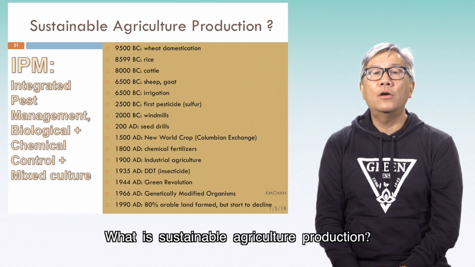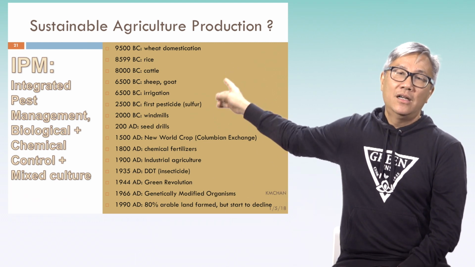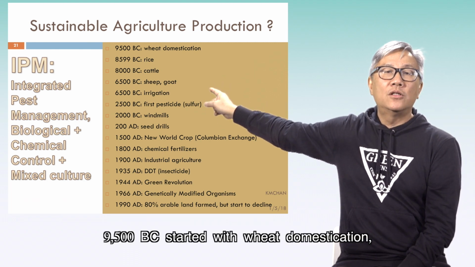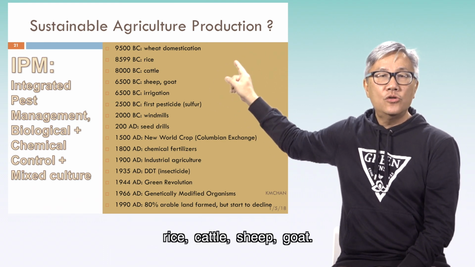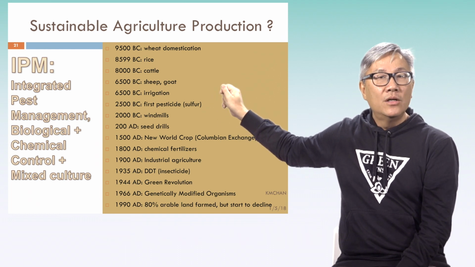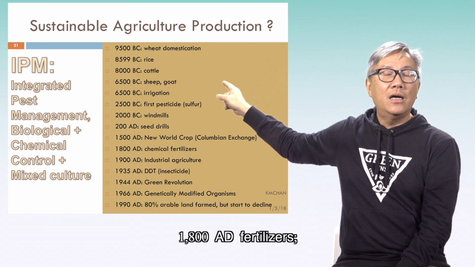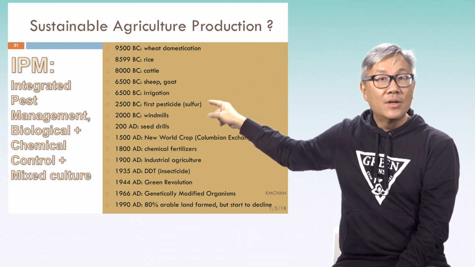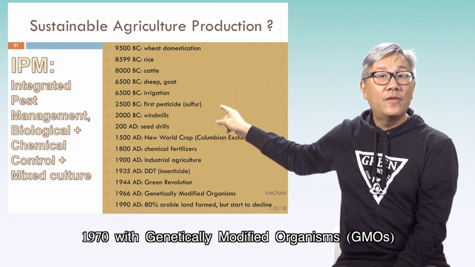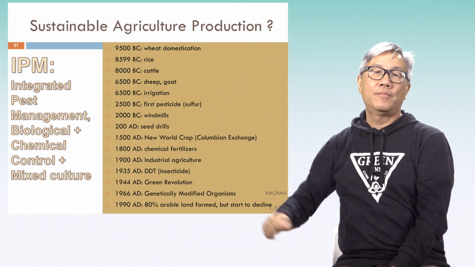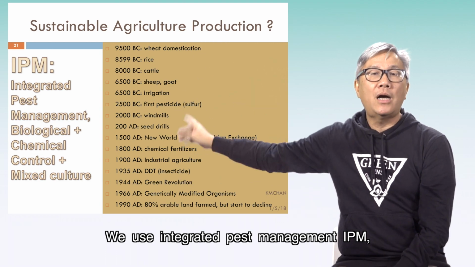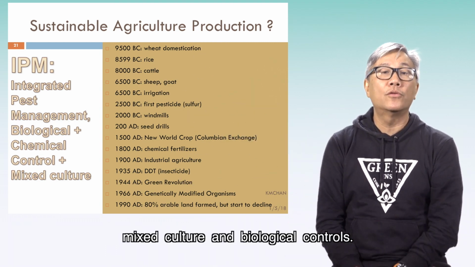What is sustainable agriculture production? Here, 9,500 BC started with wheat domestication. Rice, cattle, sheep, goat. 2500 BC started with pesticide use using sulfur. 2000 BC, windmills. 1800 AD, fertilizers. Last century, we started to use pesticides like DDT. 1970 with genetically modified organisms, GMO, introduced to farming. We have 80% arable land farmed. We use integrated pest management, IPM, mixed culture, and biological controls.